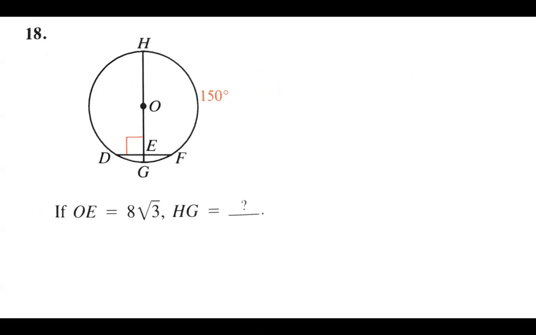Okay, let's see. What are we given? OE. So OE is 8 root 3. Well, that's a pretty ugly number. And we're trying to find HG. HG is the entire diameter. So if I could find the radius, I just double the radius. Now, I'm going to make another triangle because OD is also a radius. So if I could figure out what OD is and double it, that would also be equal to HG because that would be a diameter.